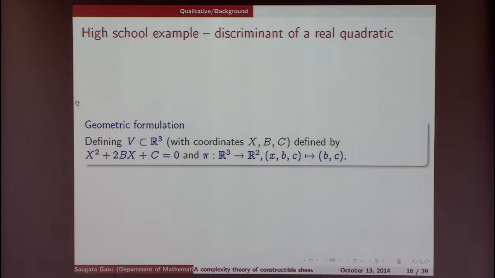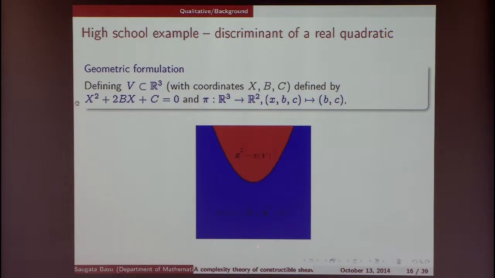What is the geometric formulation of this? Well, you define upstairs a variety in the xbc space defined by x squared plus 2bx plus c equals 0. If you look at the projection from xbc space to bc space, what you get is this picture. So pi of V, I don't know whether it's visible, is where the discriminant is non-negative. So the projection is a closed semi-algebraic subset of R2, and its complement is this open part of R2. So the projection of this semi-algebraic set is semi-algebraic, the blue.